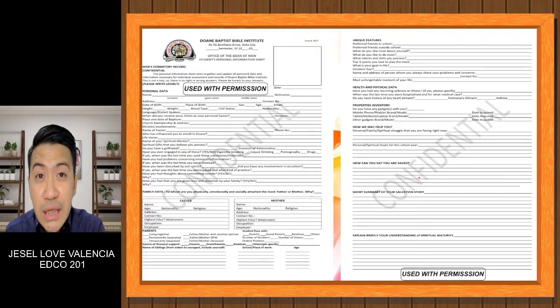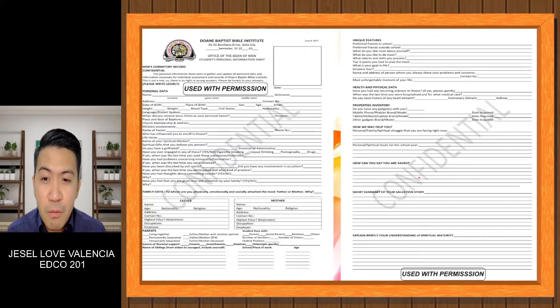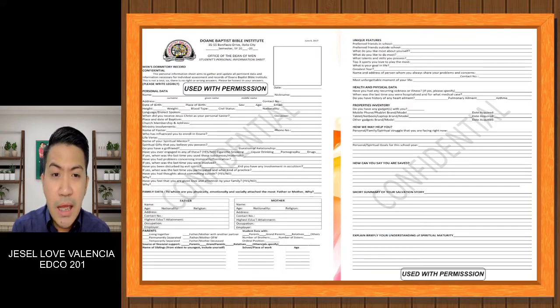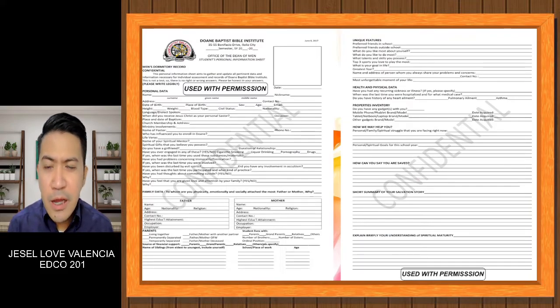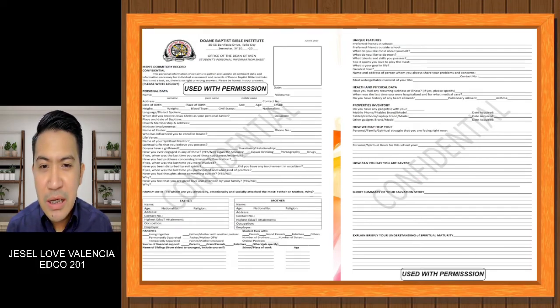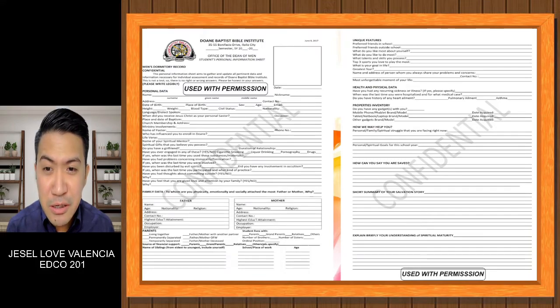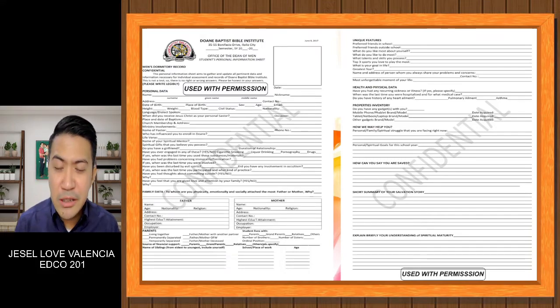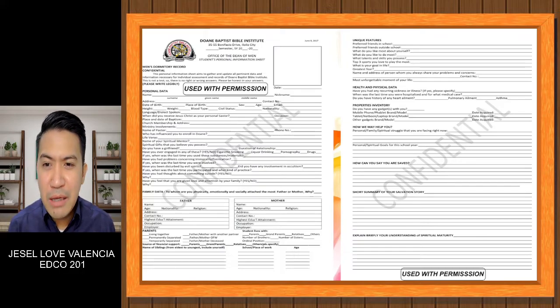To whom are you physically, emotionally, and socially attached the most? Father or mother? This is one of the additions that we did not see in the previous individual inventory. Why? Because this would reflect as well and tell the school why our male students are not close to the male teachers but are closer to the female teachers, and why some female students are so close to the male teachers.